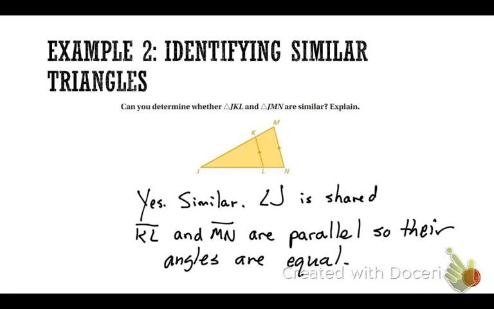Parallel lines will create, and then you have your transversals that are the sides of the triangles. So yeah, parallel lines create equal angles. Yes.